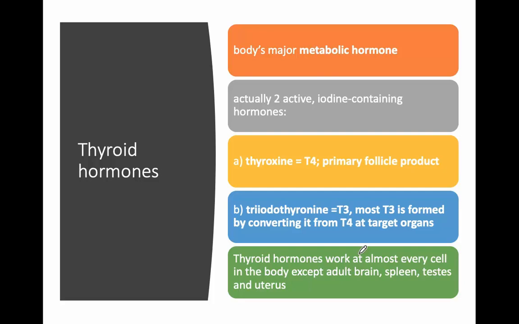So when we look very briefly at how these guys are made, we'll see that there's a few T3s made by the thyroid itself, but most of our T3s are made at whatever organ it's arrived at, our target organ, by converting it from a T4. So you can just lob off one of those iodines and away you go.